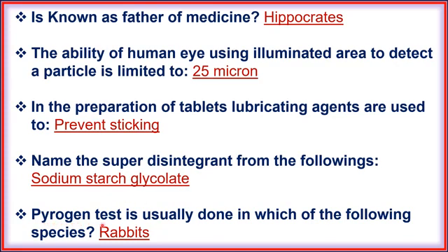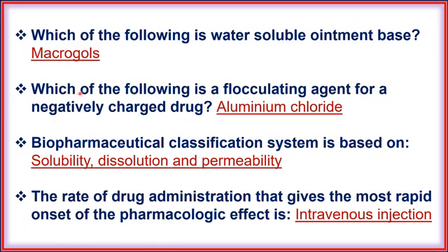Next, pyrogen test is usually done in which of the following species? Rabbit. Next, which of the following is water-soluble ointment base? Macrogol. Next, which of the following is a flocculating agent for negatively charged drug? Aluminum chloride. Next, biopharmaceutical classification system is based on solubility, dissolution and permeability.